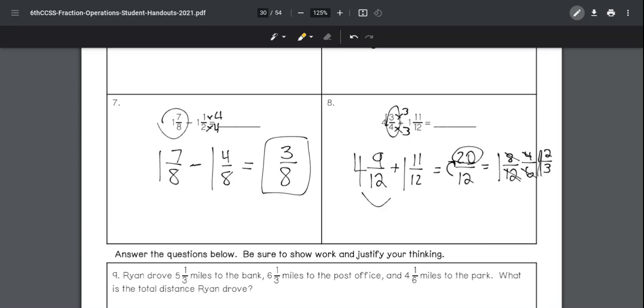But we have to add 4 plus 1, which is 5. So it's 5 plus 1 and 2/3, which is 6 and 2/3.